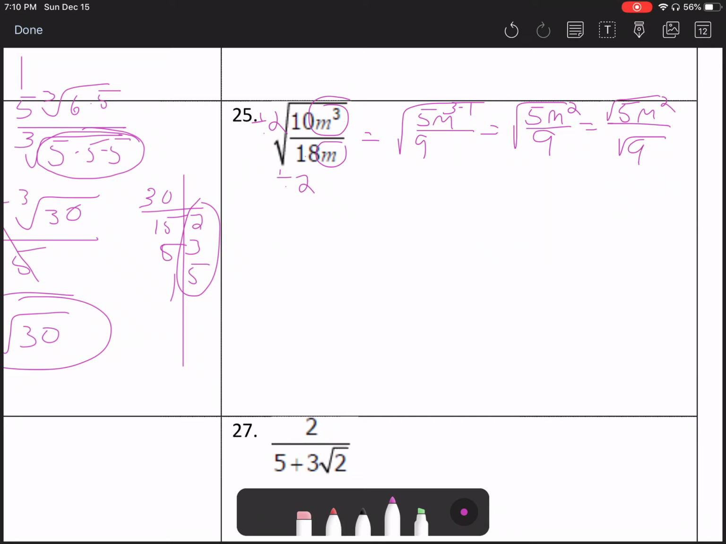I take my square root, so 5m squared, I have a pair of m's here, so I know an m is going to come out, and so this is radical 5, and then I know that the square root of 9 is 3, so it's m radical 5 all over 3.